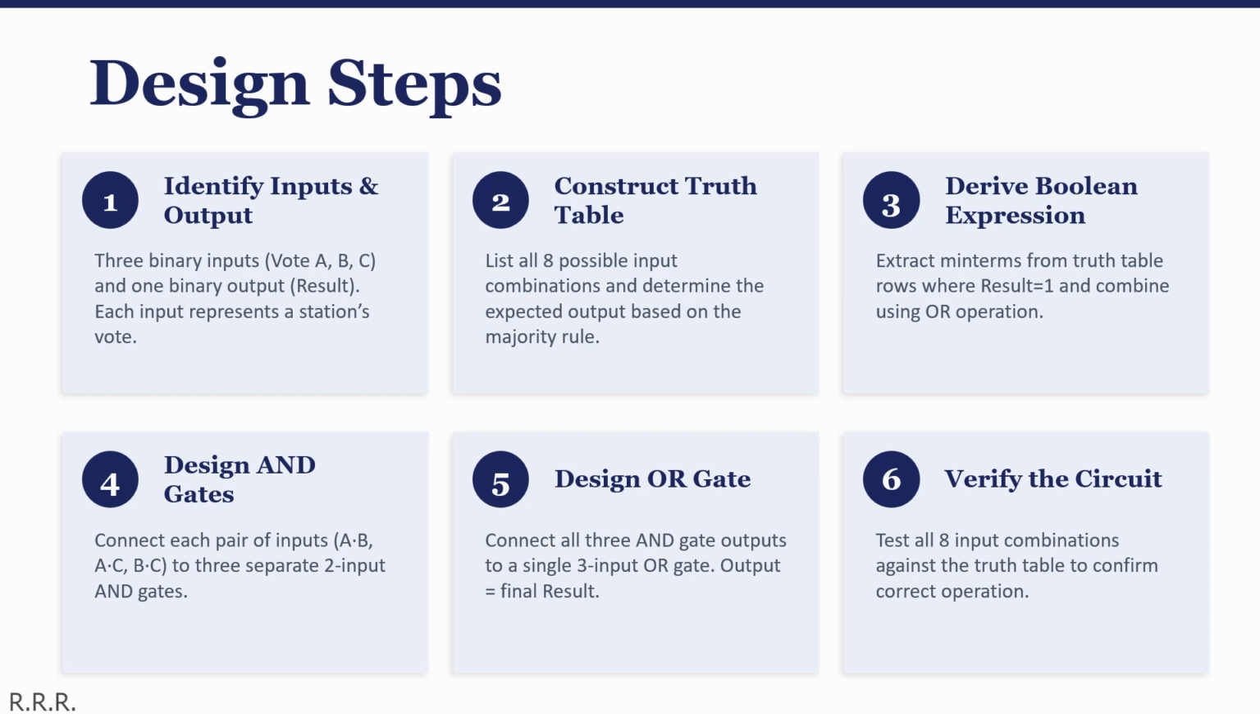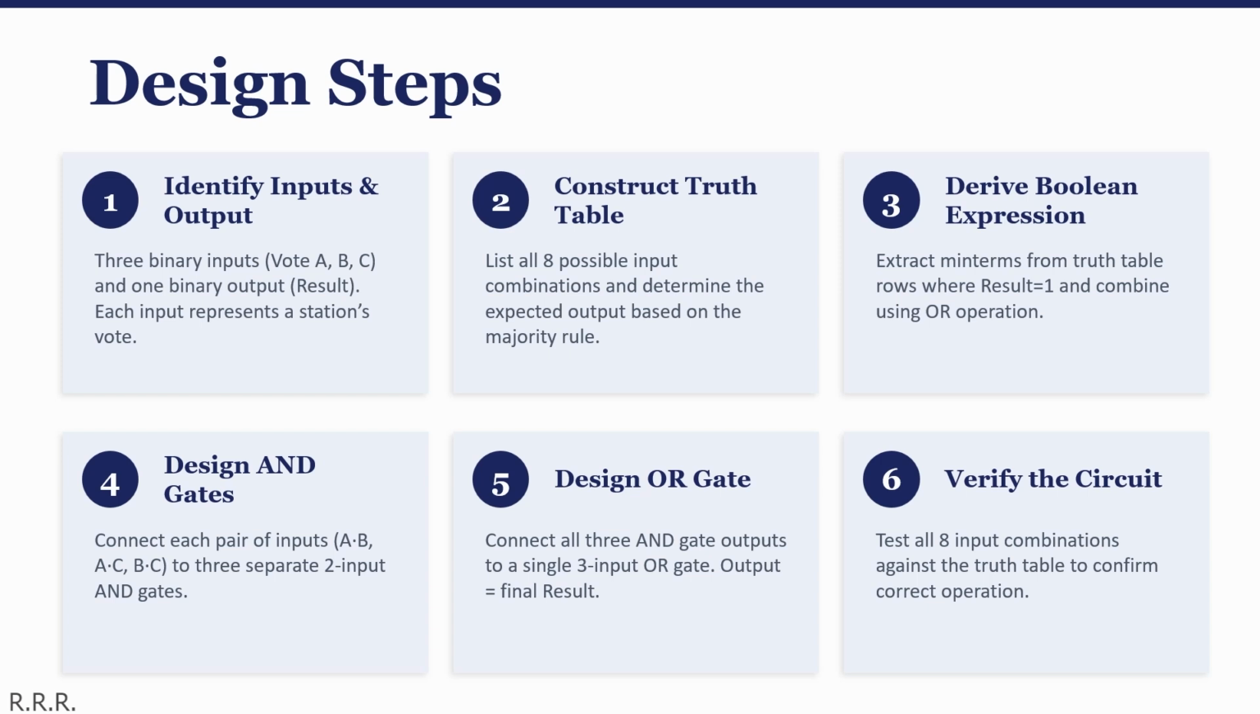Step 1. Identify the inputs and output. We determined that there are 3 binary inputs, vote A, vote B, and vote C, and 1 binary output, the election result. Step 2. Construct the truth table. We listed all 8 possible input combinations and wrote down the expected output for each one based on the majority rule.